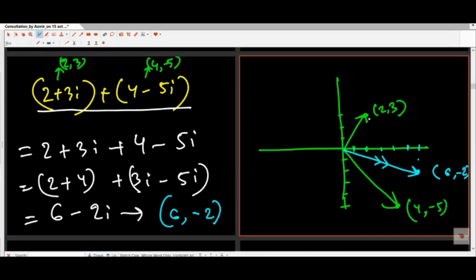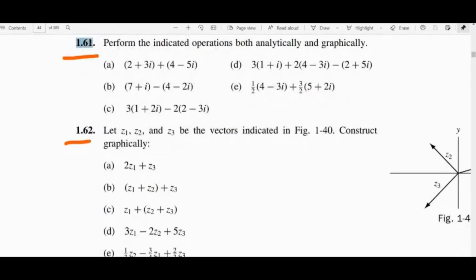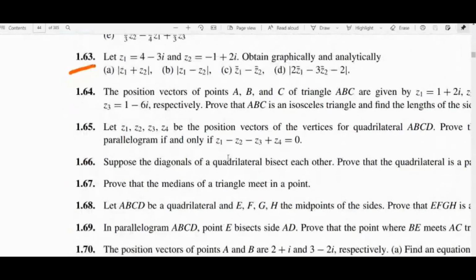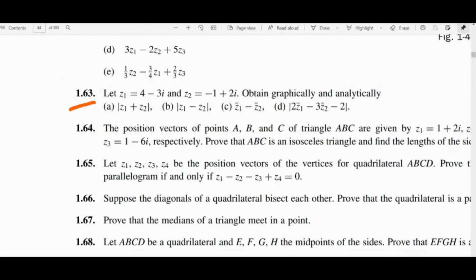But if we think about an imaginary line, let's say we have another line here, it is forming a parallelogram, and the result that we have found is like the diagonal of the parallelogram. So addition will always give you the parallelogram form. This is how we can deal with problem 61. Now let's solve some other problems that we have here. 63.